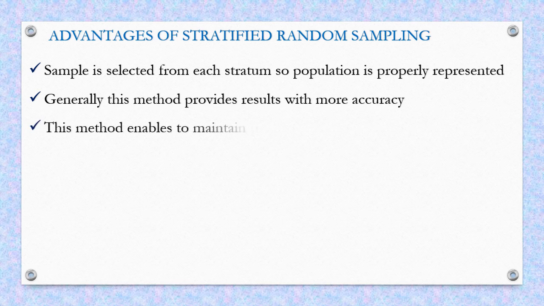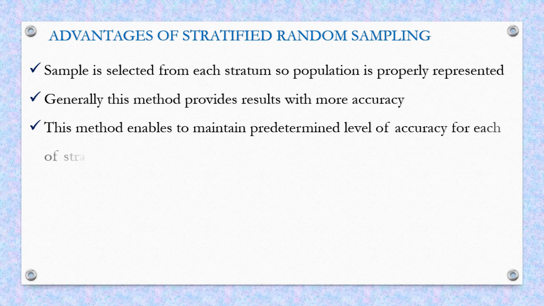This method enables to maintain predetermined level of accuracy for each of stratum. That also means that we are not just taking a sample from the population, we are taking samples from specific groups. That means the level of accuracy which we want can be maintained from the stratums.